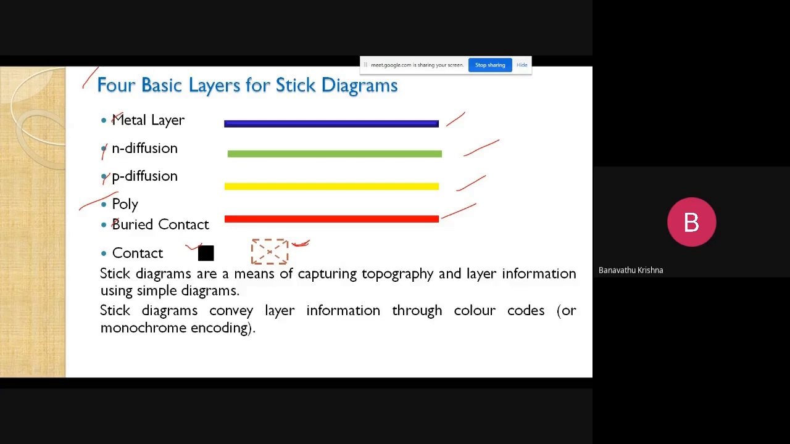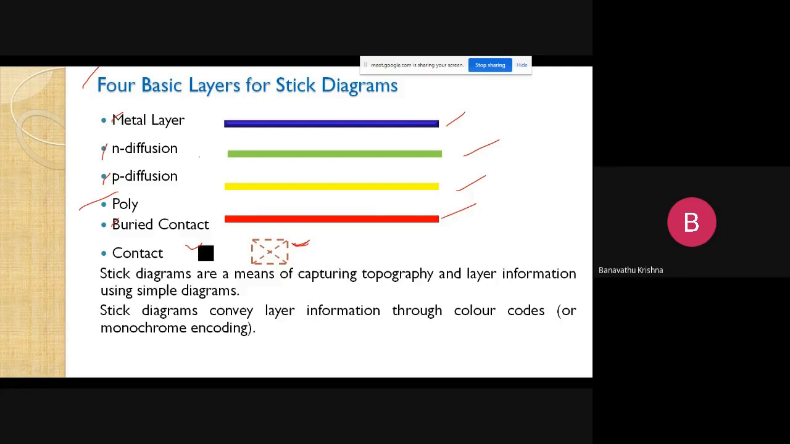Okay. So firstly, what is meant by a stick diagram? A stick diagram is nothing but conveying the detailed information of our color encoding. Whatever layers we are going to use here, it will give the detailed information about the color encoding or monochrome encoding.